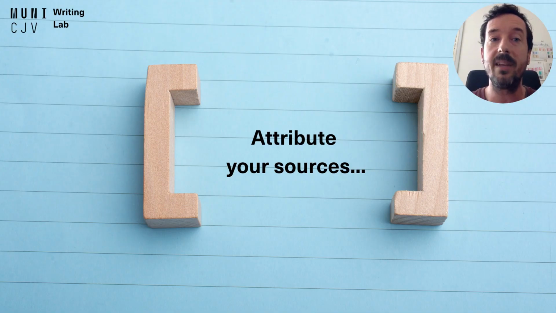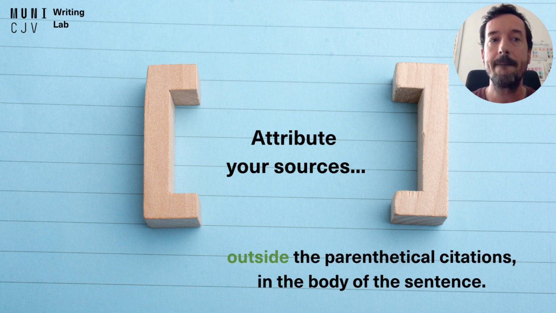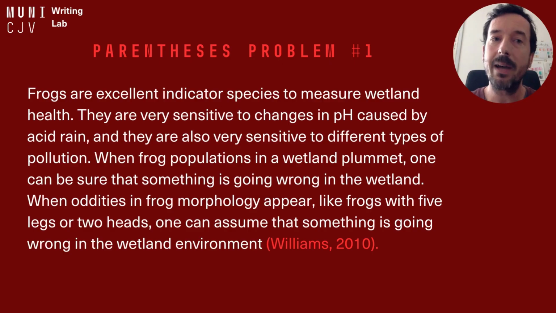So, I have one big tip for you that might help you avoid these problems, and it's this. Get in the habit of attributing your sources outside the parenthetical citations, in the body of the sentence. I'm going to show you some ways to do that and show you the advantages you'll get from attributing your sources in that way. Let's go back to our first example, and remember the problem here was that we don't know what information is being cited because we only get one parenthetical citation at the end of the paragraph.